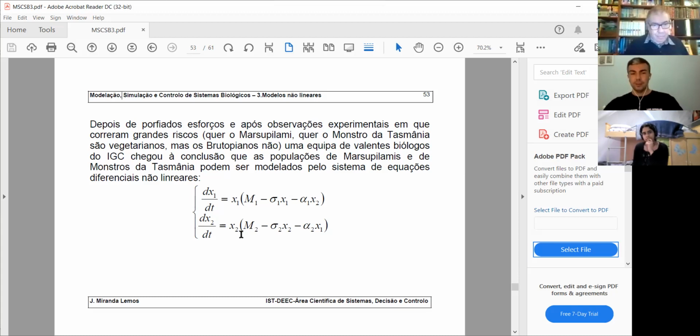Or the other term equal to 0, and this term equal to 0 means x1 is 0. So what is the value of x2 that makes this 0? M2 divided by sigma 2. So now maybe it could happen that x1 does not survive, x1 is 0, and x2 survives. So you want to rule out this situation. What would you prove? What would you look for?